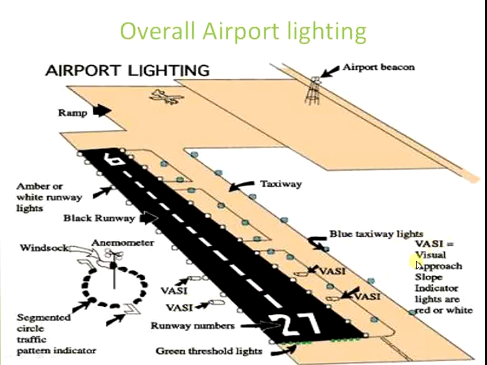The VASI is nothing but the visual approach slope indicator. The lights are either red or white. Another is the anemometer, and the windsock, which we use to evaluate the wind blowing direction. Then there is the segmented circle and the traffic pattern indicator.